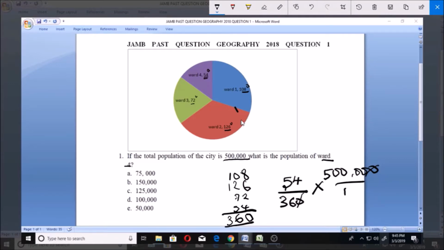So the right answer when you do this division is 75,000, and that is the answer to this. And you can see this is option A, 75,000.